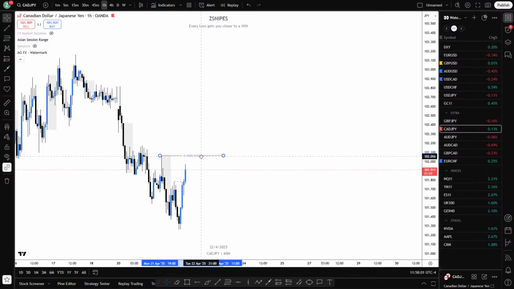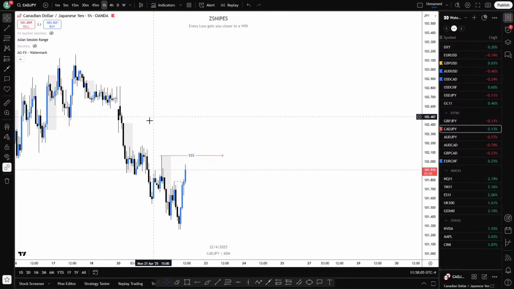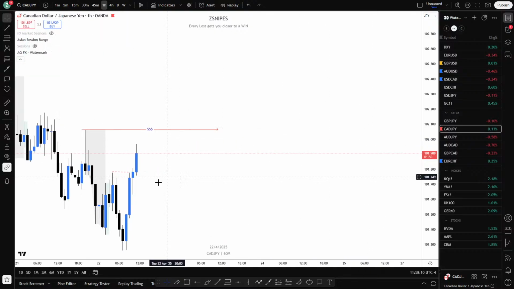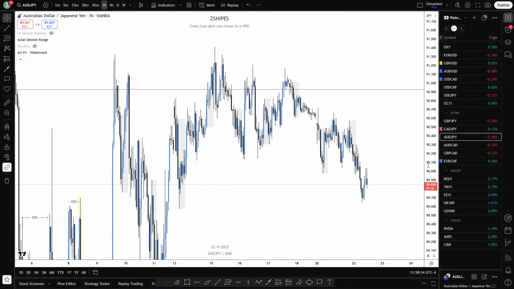You know, that was the actual first trade that I took this week on Forex pairs, right? That was the first trade I took on Forex pairs this week. Thanks to CAD J for opening the week with a loss. That's amazing.